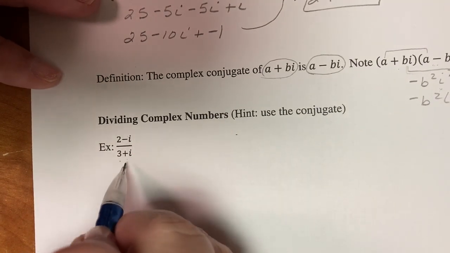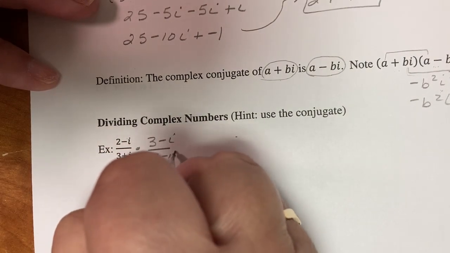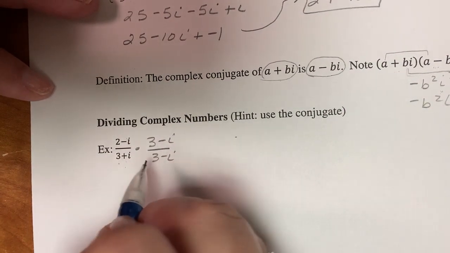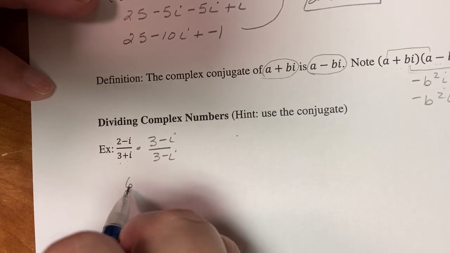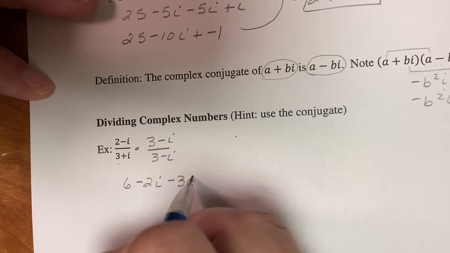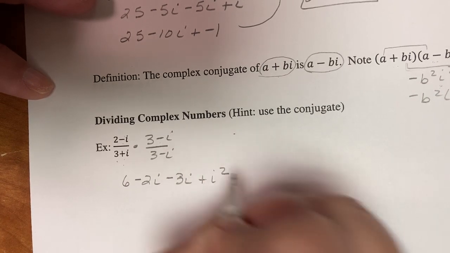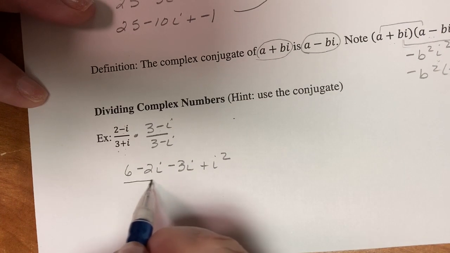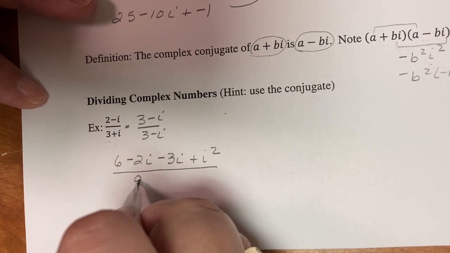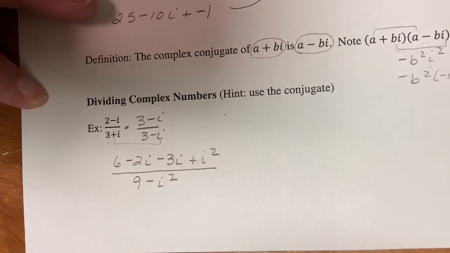So here's a division of two complex numbers. We're going to multiply top and bottom by the conjugate of the denominator. So we would have to FOIL the top. So 2 times 3, that's going to give me 6 minus 2i minus 3i. And at the end, we're going to get positive i squared, and we're going to deal with that in a minute. On the bottom, if you FLA, you're just going to get 3 times 3, which is 9. And at the end, you're going to get negative i squared.